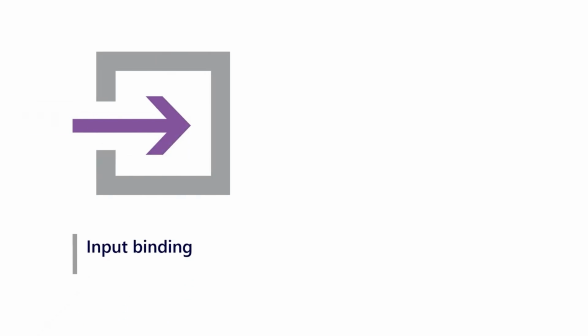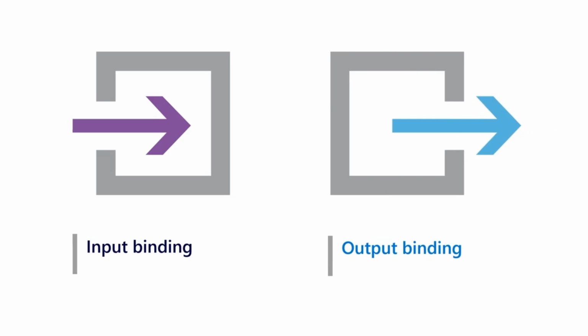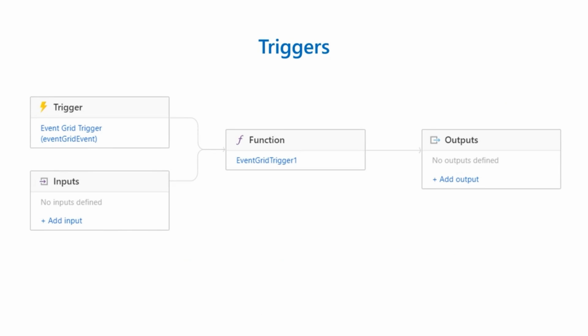There are two kinds of bindings you can use with functions. Input binding, which connects to a data source. Our function can read data from these inputs. Output binding, which connects to a data destination. Our function can write data to these destinations. There are also triggers, which are special types of input bindings that cause a function to run.